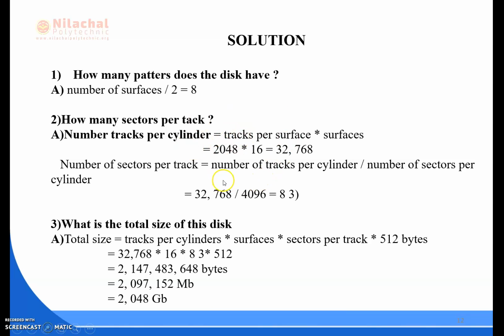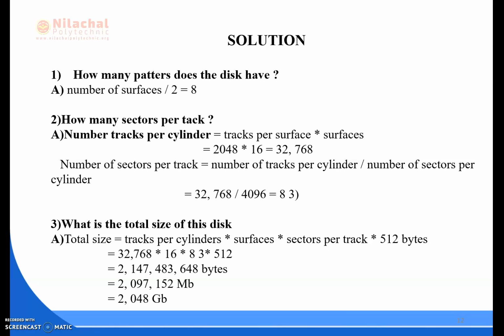Now the formula to find the number of sectors per track: the number of sectors per track is equal to the number of sectors per cylinder divided by the number of tracks per cylinder. So the number of tracks per cylinder is 32,768, which we have already found, and the number of sectors per cylinder is 4,096. So next we have the total number of sectors per track is 83.